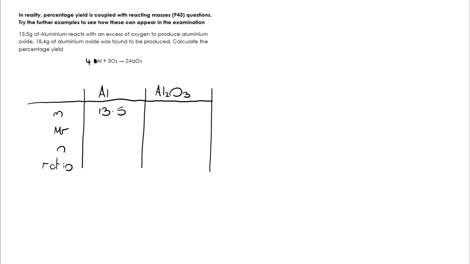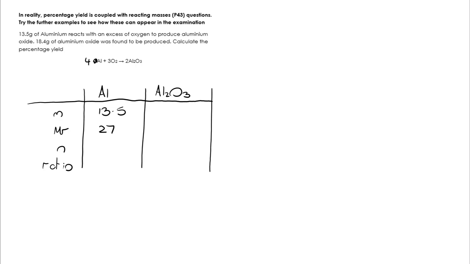The reality is that for percentage yield, you are likely to have this as the end of a bigger question. And specifically, we're looking at reacting masses. So if we take the example that we have here, I've got aluminium reacting with oxygen to make aluminium oxide. I've got my mass of aluminium. Be careful not to use the 18.4. That's what we would expect to make. Now let's take a look. Let's see what happens as we go through.